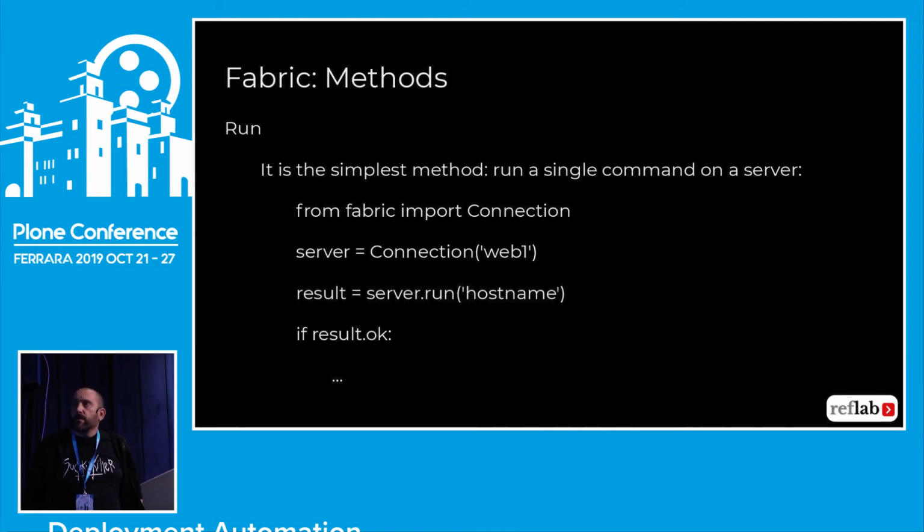run. You create a server connection, web1. Web1 is the configuration in your .ssh configuration, so the configuration to connect to a machine. And you can run the command with server.run, in this case hostname, and you can use the result to check if the command ran without failing.